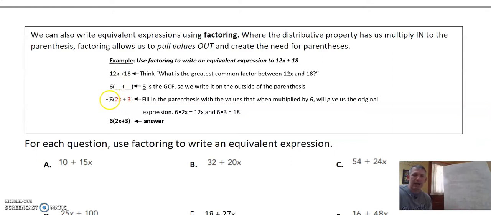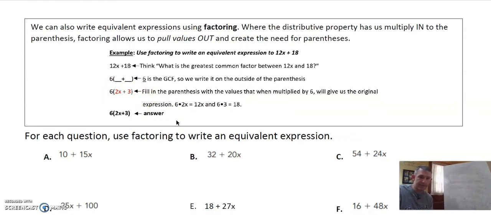Because if I did it backwards, 6 times 2x would give me 12x, which gets back to here. You should always be able to multiply and do the distributive property to get back to your original answer, if you did it right. And then what times 6 gives me 18? The answer is 3. So this is our final answer. Again, if you want to check, you can always multiply that distributive property and see if you get back to your original answer. If you can, you probably did it right. And that's factoring.